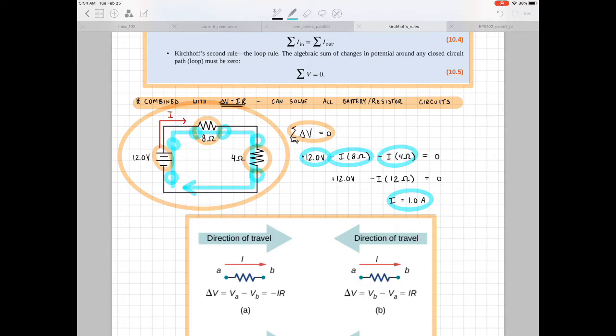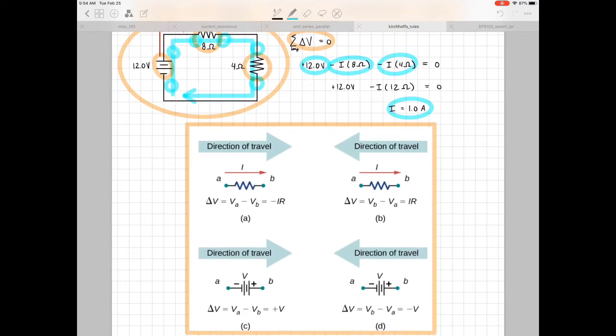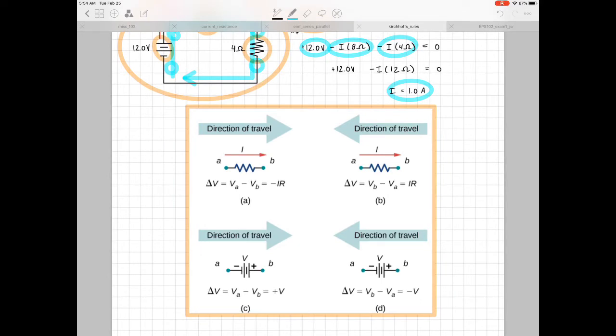And so a typical question that might get asked in a circuit like this would be, which of these resistors dissipates the most power? How much power is generated by the battery? So not only finding the current in each of the elements, but then connecting that to something like the power generated or dissipated.